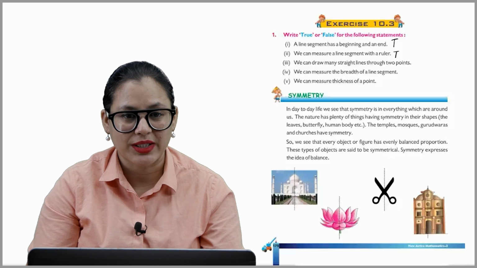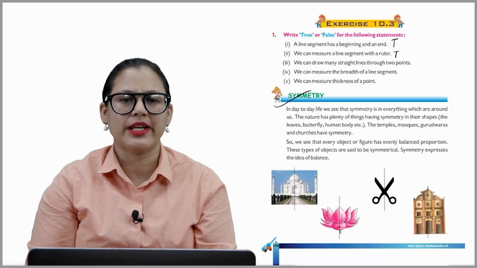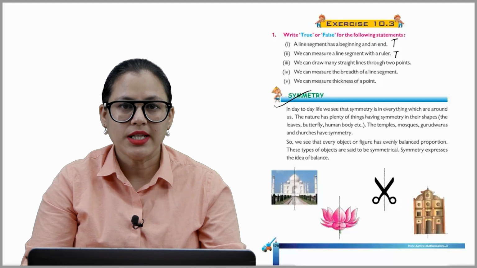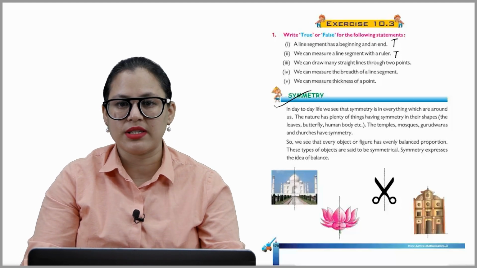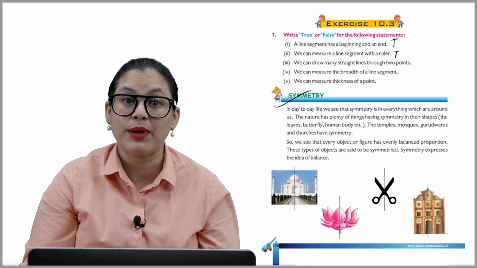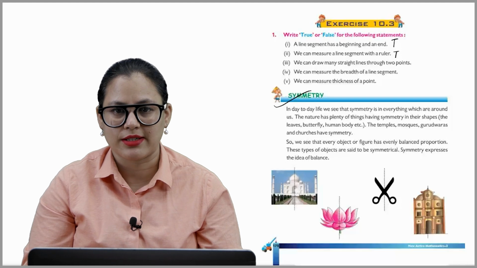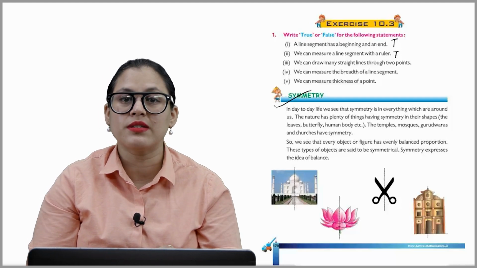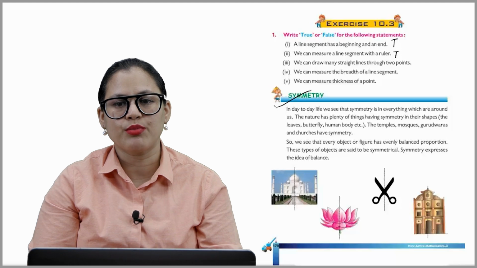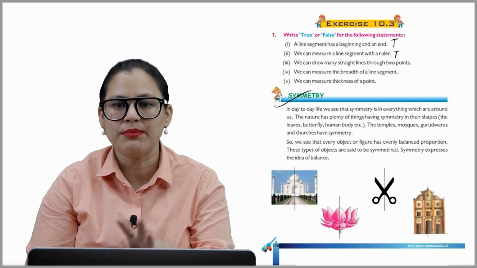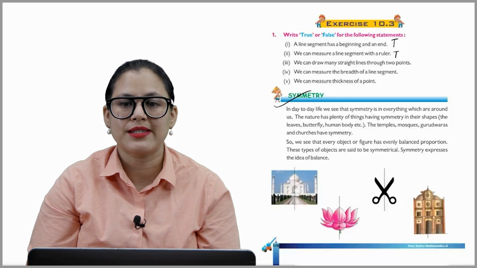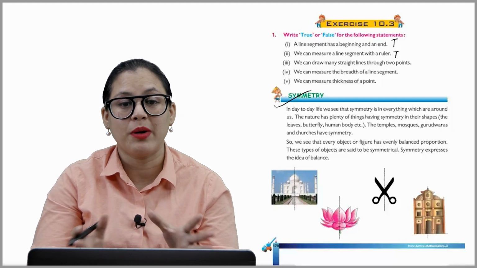Next, symmetry. In day-to-day life, we see that symmetry is in everything which is around us. Nature has plenty of things having symmetry in their shapes: the leaves, butterfly, human body, etc. The temples, mosques, gurudwaras and churches have symmetry. So we see that every object or figure has evenly balanced proportion. These types of objects are said to be symmetrical. Symmetry expresses the idea of balance.